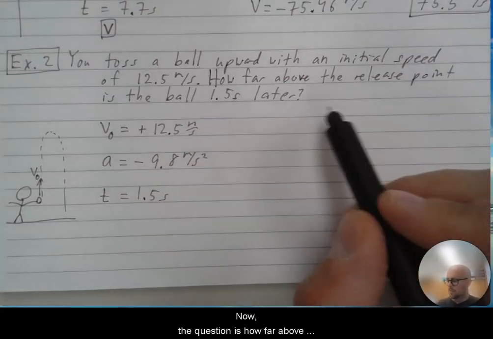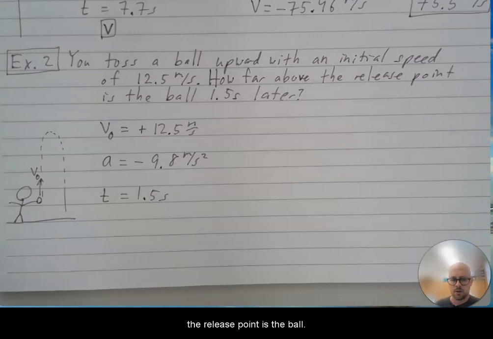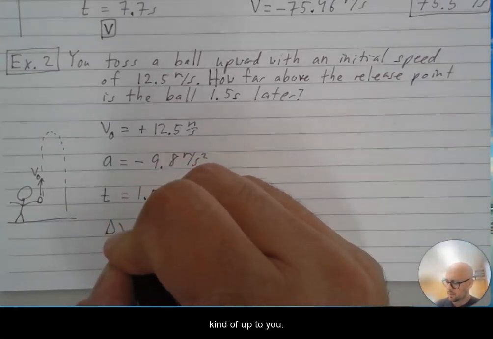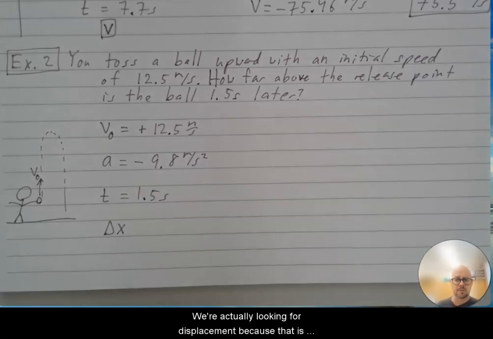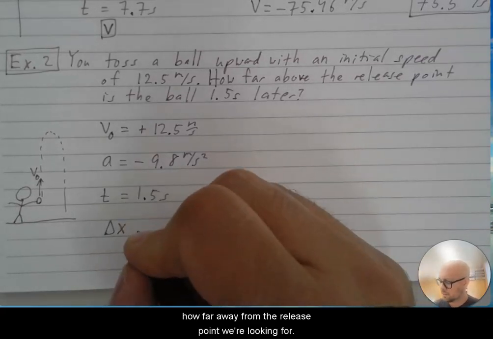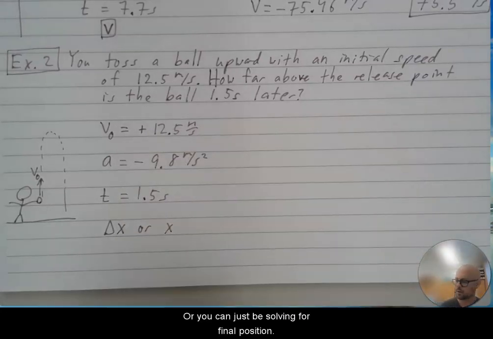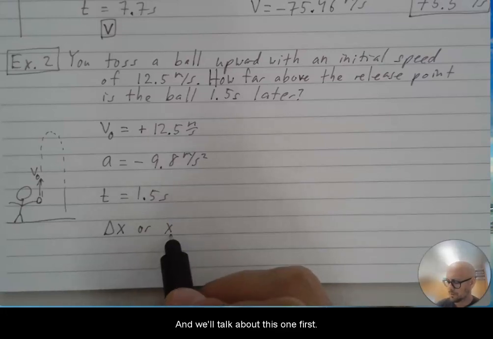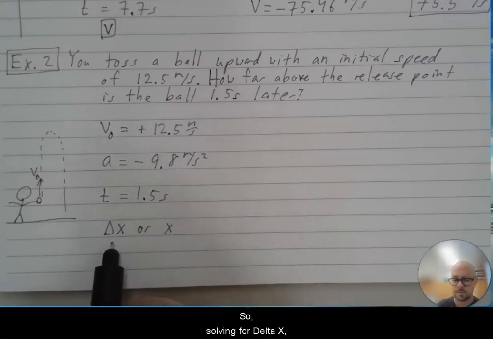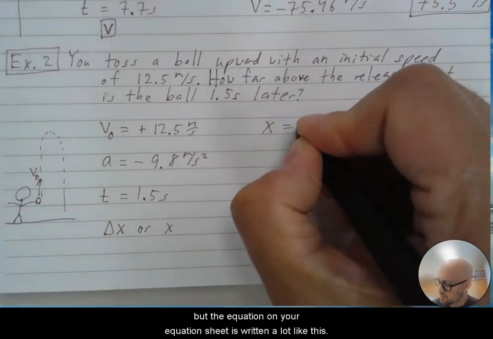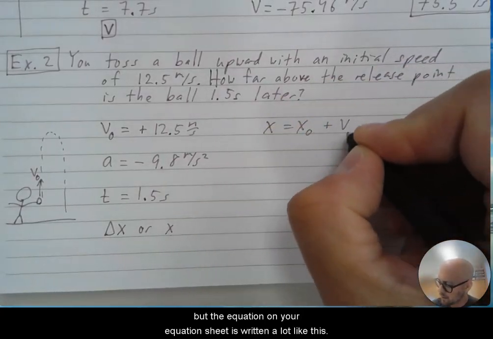Now the question is, how far above the release point is the ball? So how you identify your unknown is kind of up to you. We're actually looking for displacement, because that is how far away from the release point we're looking for. Or you can just be solving for final position. And we'll talk about this one first. So solving for delta x, because you're looking for how far above it is. But the equation on your equation sheet is written a lot like this.